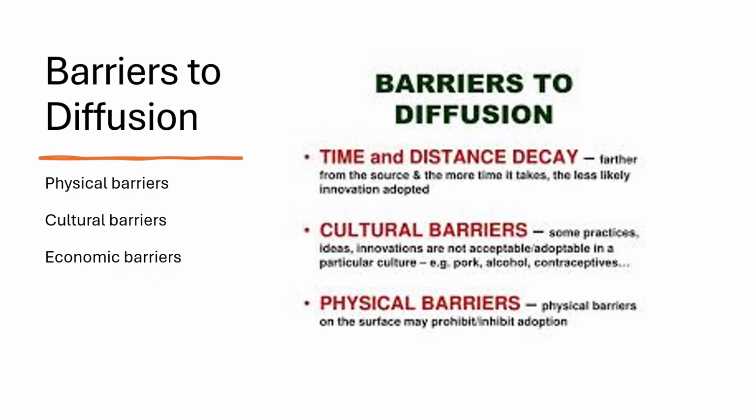Barriers to diffusion include physical barriers. Physical barriers on the surface of the earth may prohibit or inhibit adoption of things. Cultural barriers. Some practices and ideas, innovations may not be acceptable or adaptable in a particular culture. Pork, alcohol, contraceptives, depends on the culture. Economic barriers. There may not be the ability for the new culture to see something if it's on the internet and there is no internet or television.